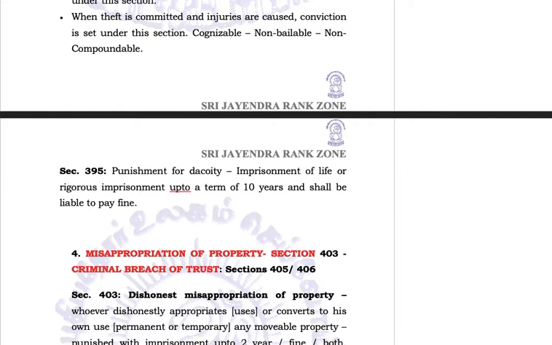So, punishment for dacoity is imprisonment for life or RI, that is rigorous imprisonment. Rigorous imprisonment is one in which you are compelled to do manual labor, up to 10 years, and shall be liable to pay fine. That is it.